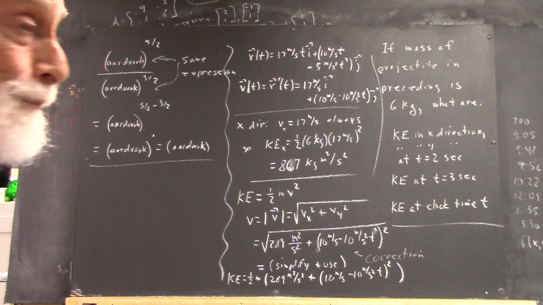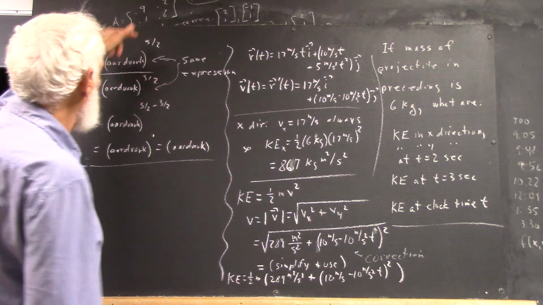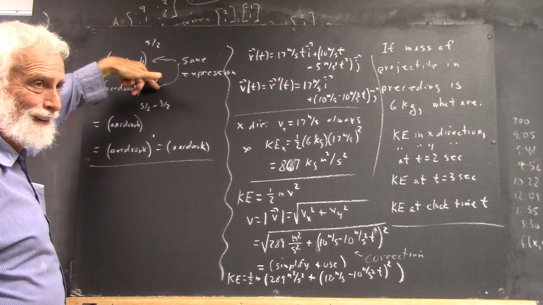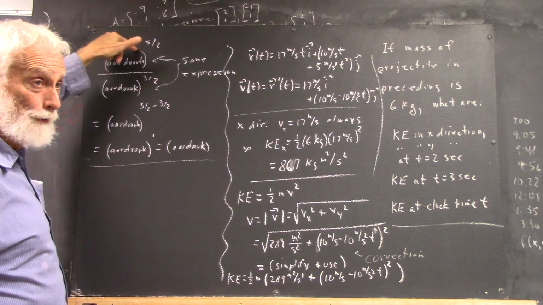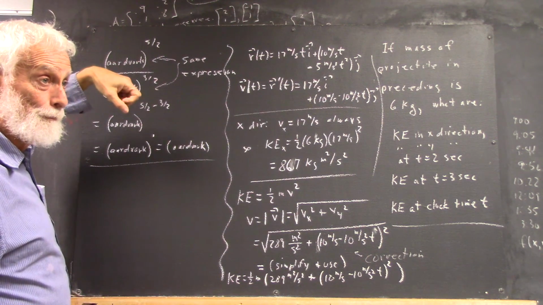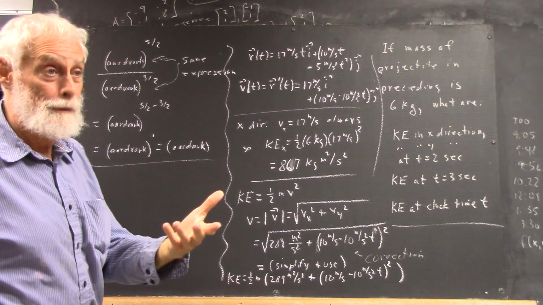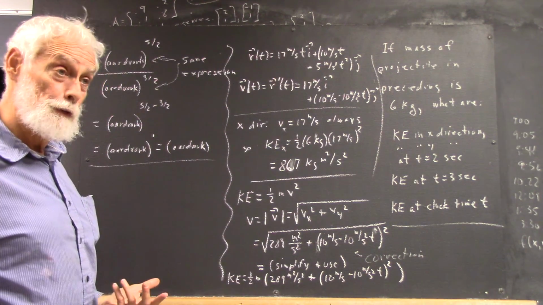Now, if it was aardvark to the 5/2 over anthill to the 5/2, all to the 3/2, you wouldn't be able to do that because you'd have different things here, right? But we could do something with that. And since I'm on the topic, I'm going to do it.